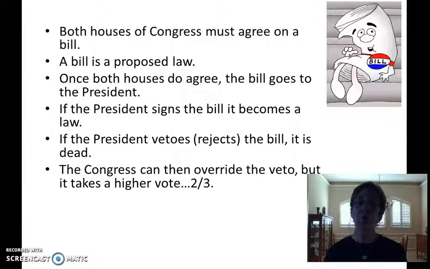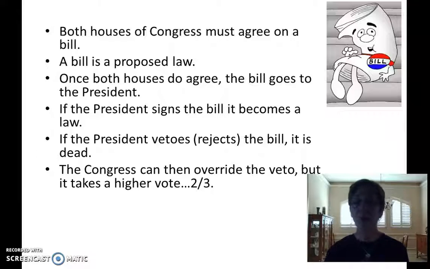All right, if you're going to get a law passed, look at Bill on the Hill. Maybe I'll play that for you in class, just to remind you of your elementary school days. You have to have both houses of Congress pass a bill. A bill is the name of a proposed law. So a law can start in either house, the Senate or the House of Representatives.